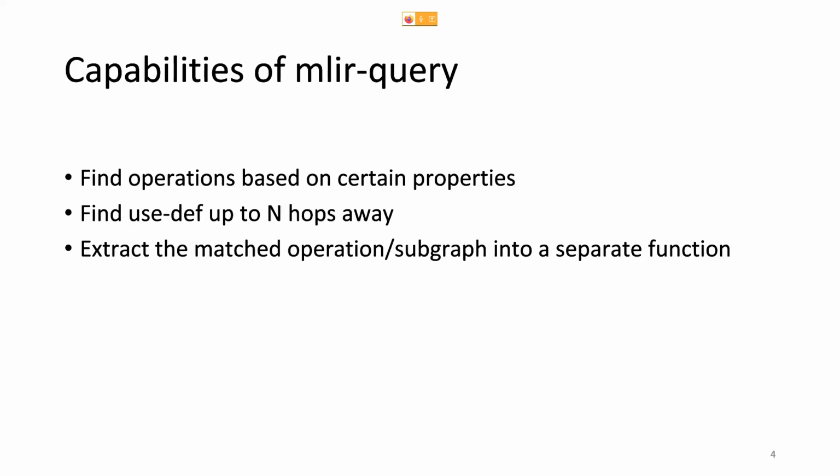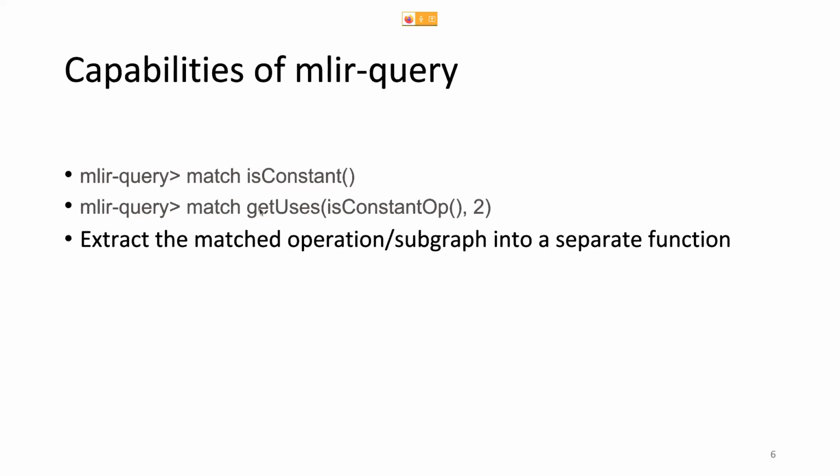So some capabilities, some things that MLIR query can do. It can find operations based on certain properties like constant. So in this case, if you have an MLIR query prompt, you can type match isConstant to match all the constant operations. And then you can find use-def chains up to n steps backward or forward. So for example, you can do match getUsersOf isConstant up 2 steps backward.